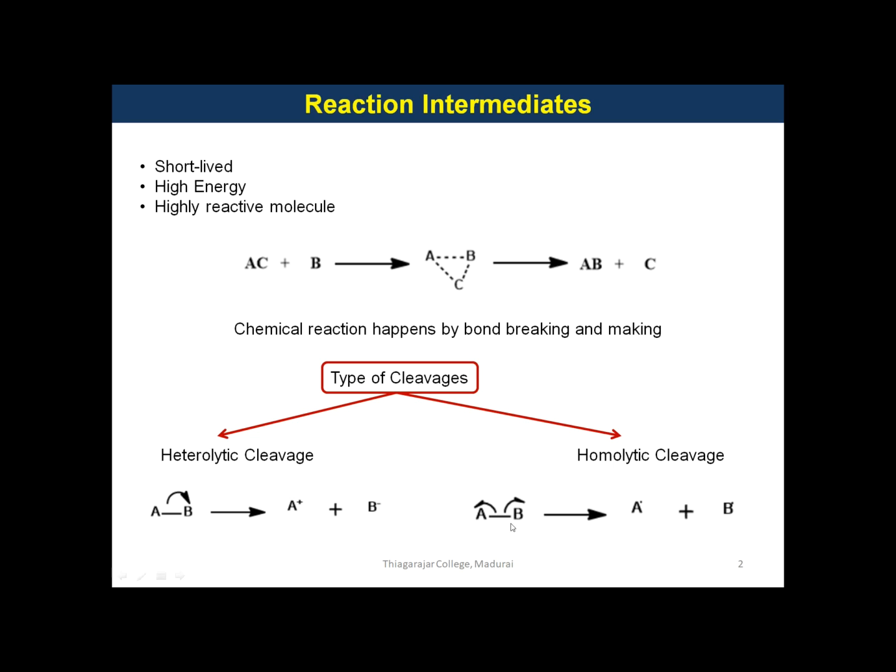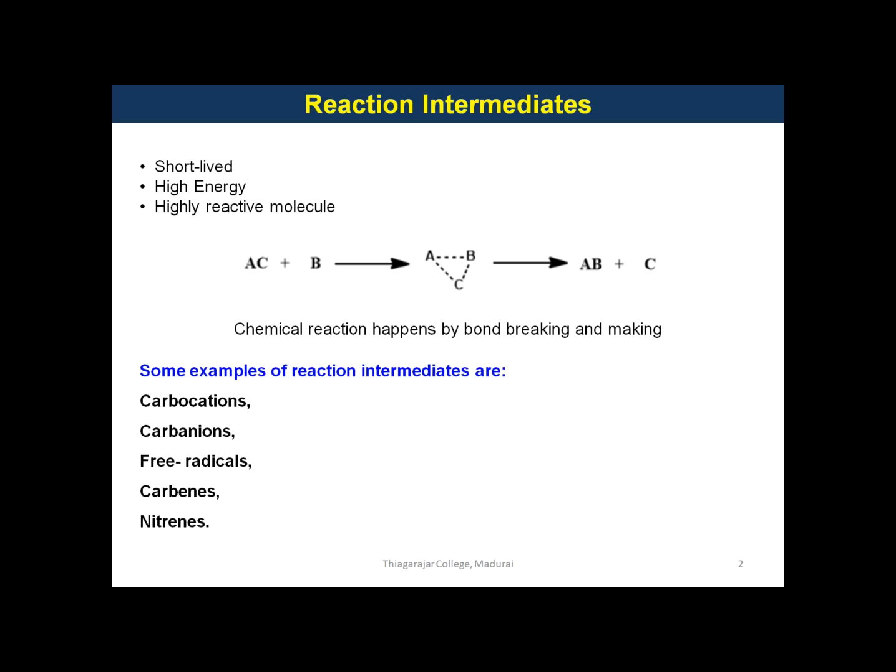Homolytic cleavage is the one in which, during the cleavage, the shared pair of electrons is distributed equally between the two atoms. That is, each atom departs with one electron each. This results in the formation of free radicals. Now let's discuss the types of intermediates in detail, such as carbocation, carbanion, free radicals, carbenes and nitrenes.